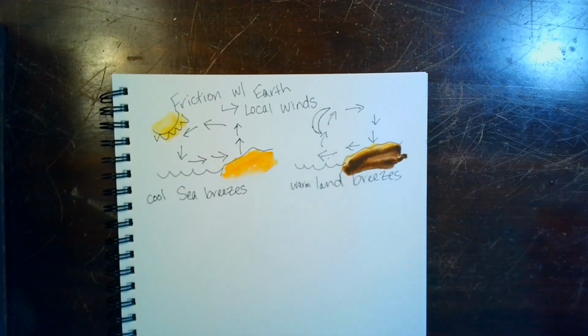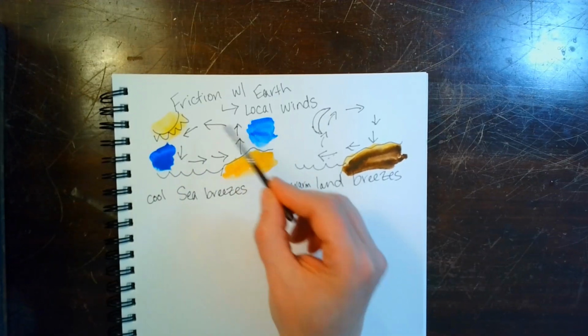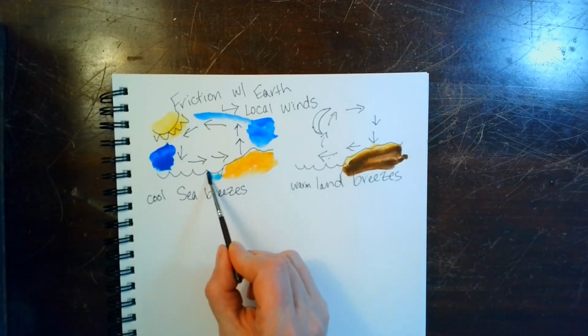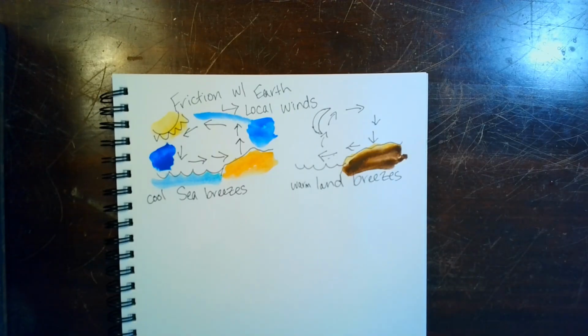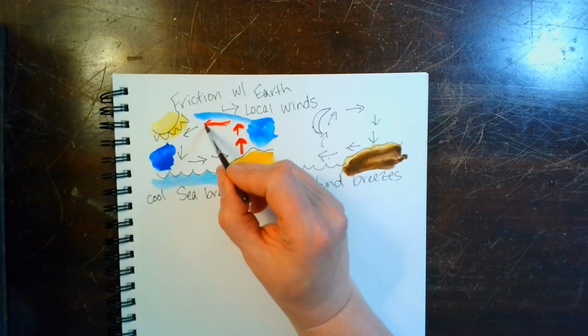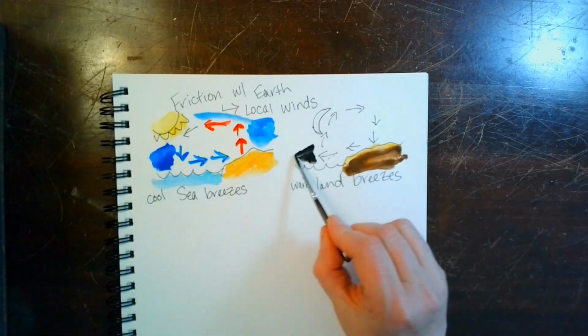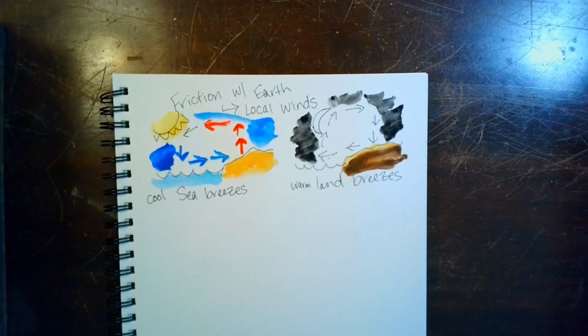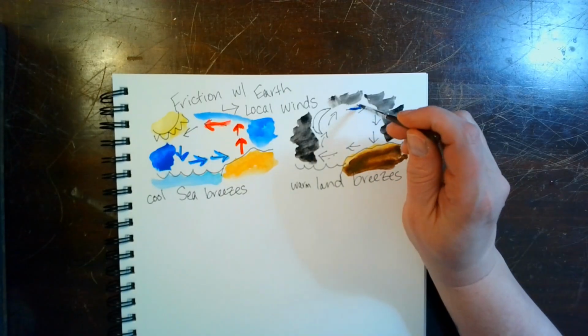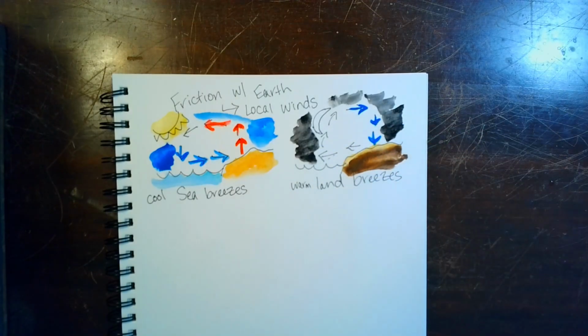At night, the land is actually cooling faster, and so the air is sinking near the land and that wind blows out from the land to the sea where it rises over the sea. And so that creates what we call a land breeze. And that's a warm land breeze going out to sea.